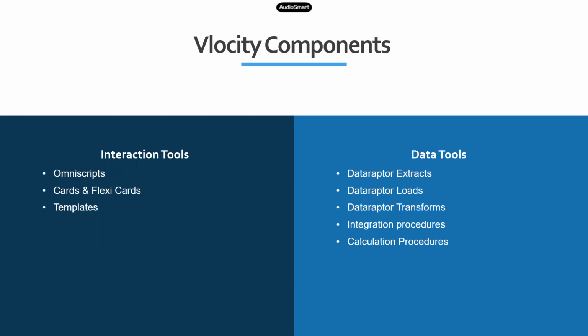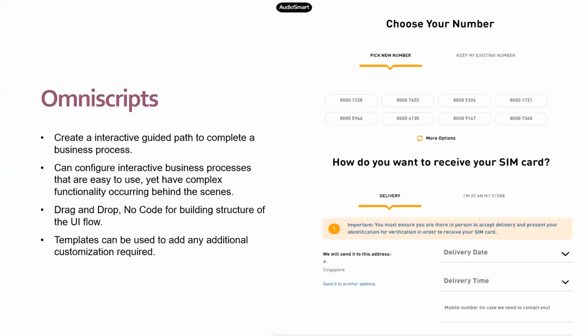So Velocity is providing two sets of tools, interaction tools and data tools. The interaction tools are UI tools, and data tools are backend related. The first one is Omniscript. This is the actual replacement of your Visualforce page or Lightning page. Omni itself means a guided flow, so you basically build a script for a guided flow. In order to provide a business flow, you can use Omniscript.